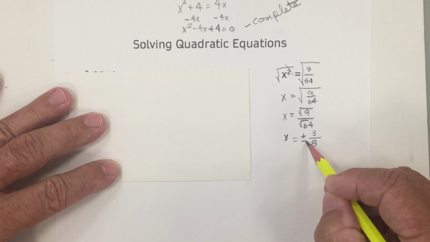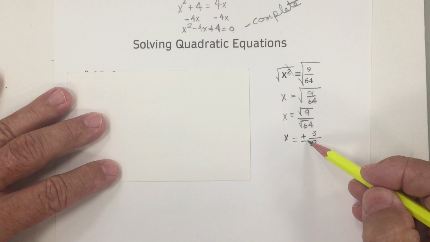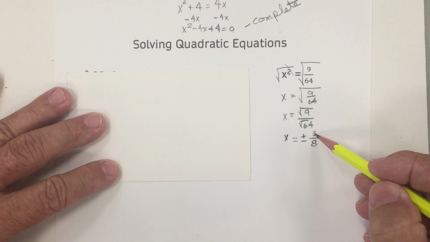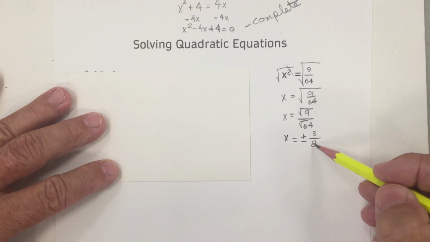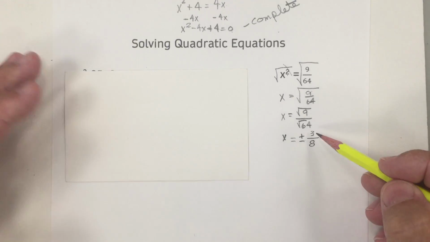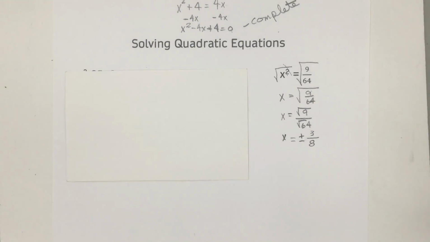Are we done? No, that could be plus or minus, because a negative 3 times a negative 3 equals a positive 9, and negative 8 times negative 8 equals positive 64, and that's what we get there.